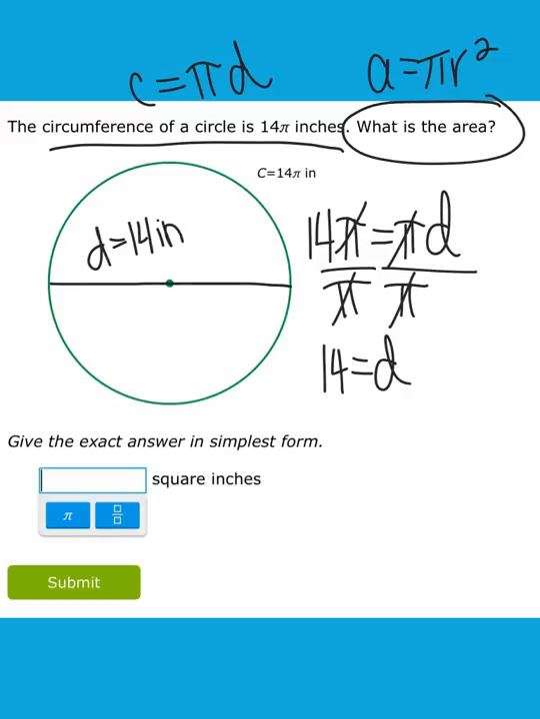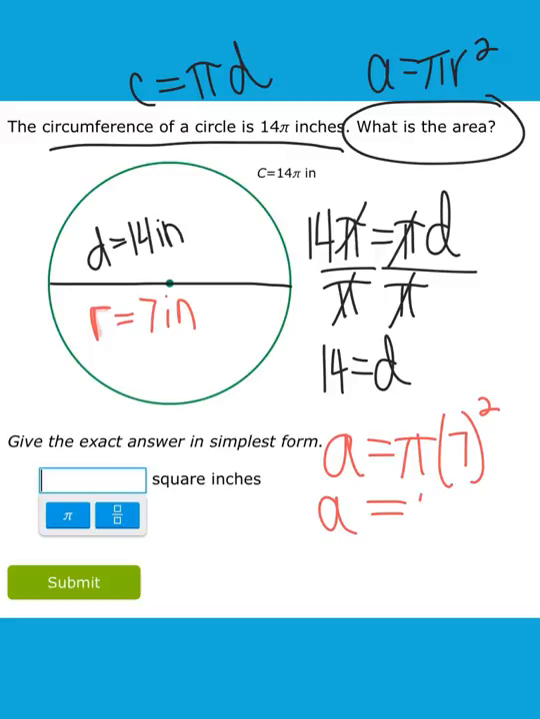Now I just need my radius so I can plug it into my area formula. So let me switch colors. My radius would be half of the diameter, so this would be 7 inches. And then just plug it into your area formula. So I know the area now would be pi times my radius, which is 7 squared. So this would give me 49, because 7 squared is 49, times pi. And once again, just leave it in that exact format, 49 pi.